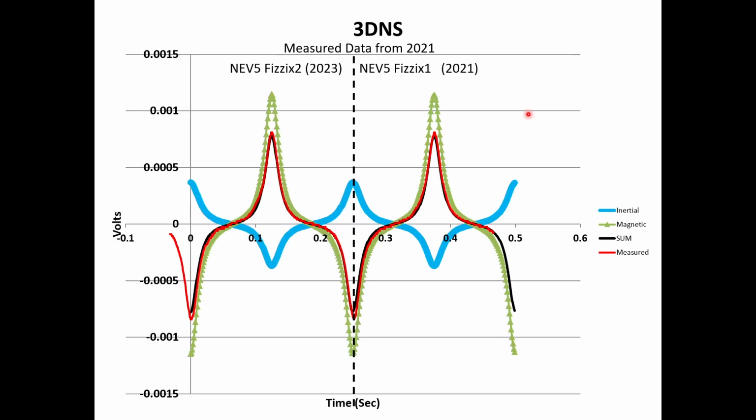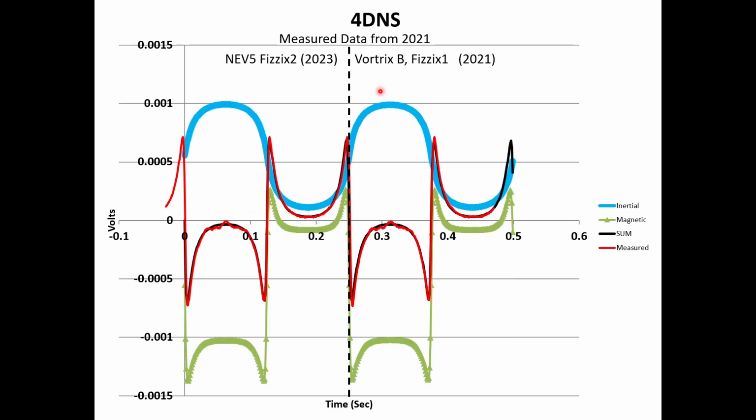Okay, this is the 3DNS, and again, pretty good. There's probably a little measurement error here. I'm not going to get into too much detail. This is the 4DNS. This is very interesting stuff.